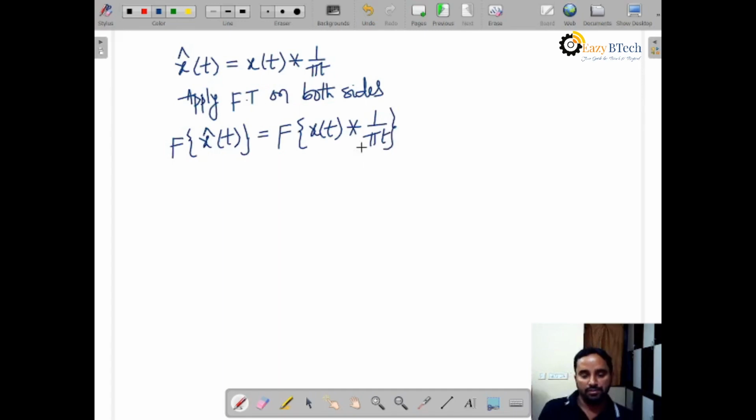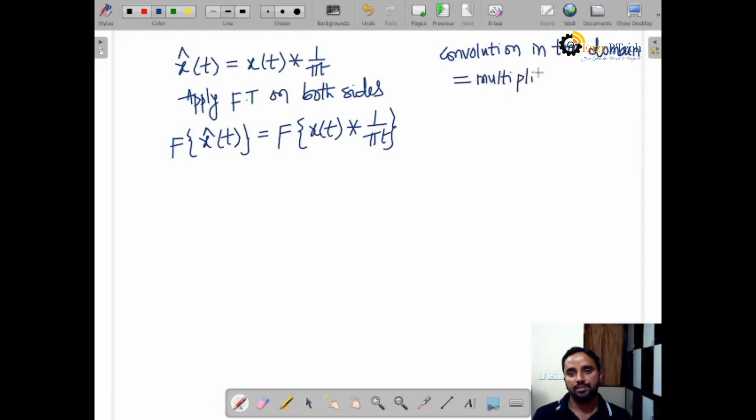So on the right side we have convolution of x of t and 1 by pi t. In Fourier transform we have a property, the convolution property, time convolution property. Convolution in time domain will become multiplication in frequency domain. So this we are going to use now. Multiplication in frequency domain.